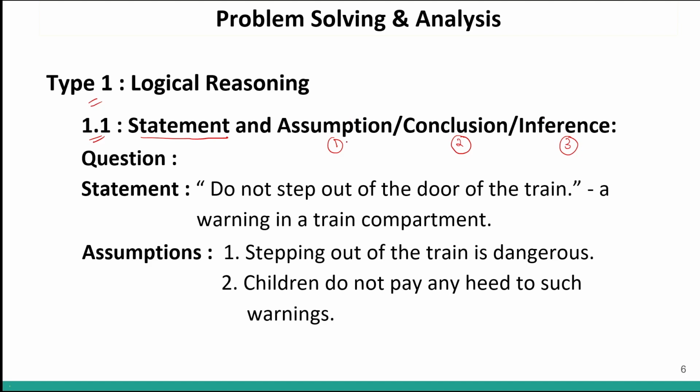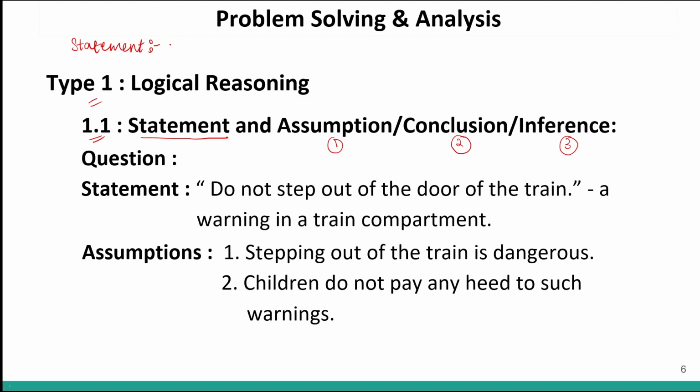Okay, now in order to understand this question, we have to first identify the difference between assumption, conclusion, and inference. So what do you actually mean by assumption, conclusion, and inference? So for this, let us take an example. So this is a statement I'm writing, okay? So I'm giving you an example statement. Once you understand this example, then we will solve this question, okay?